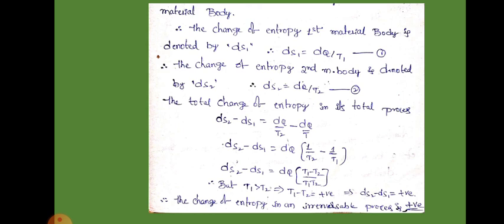Therefore dS2 minus dS1 is equal to dQ of 1 by T2 minus 1 by T1. Therefore dS2 minus dS1 is equal to dQ of (T1 minus T2) by (T1 into T2). But T1 is greater than T2, therefore T1 minus T2 is positive. Therefore dS2 minus dS1 is positive. So finally, the change of entropy in an irreversible process is positive.